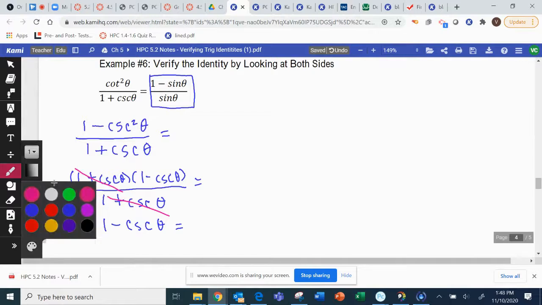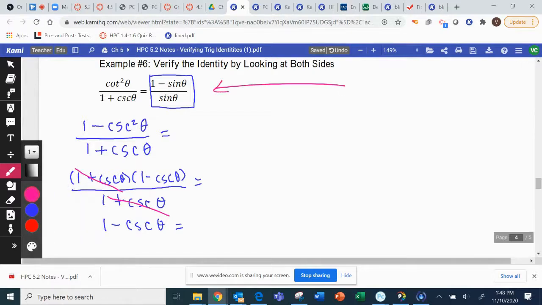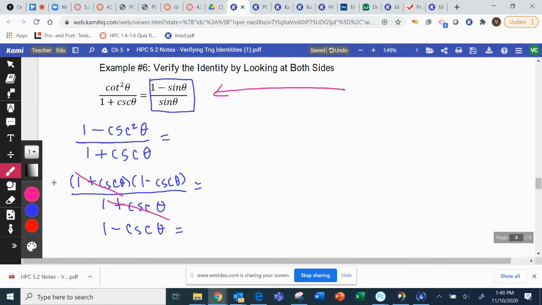So here's where maybe looking at this side for a moment might help you. If I had done it with this side, I probably would have done 1 over sine theta minus sine theta over sine theta, which would give me cosecant theta minus 1. Did I do something wrong on the first one? Is it cosecant squared minus 1 and not 1 minus cosecant squared?